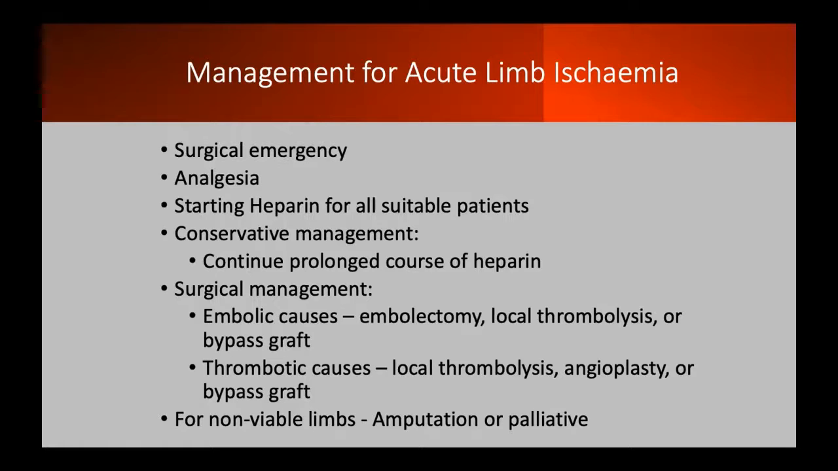And then the surgical management that can be done depends on the cause. If the cause is embolic, you can do an embolectomy or thrombolysis or a bypass surgery. If it's a thrombotic disease, then you can do thrombolysis, bypass, and angioplasty. And if the limbs aren't salvageable, you can either do amputation or palliative care, depending on the patient.